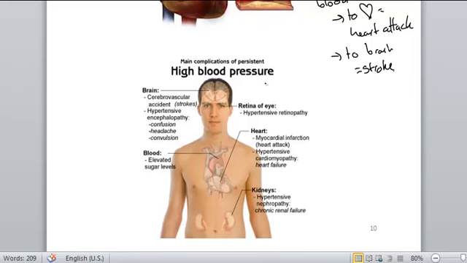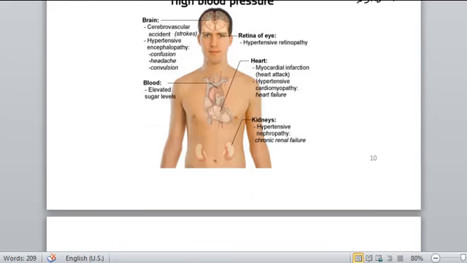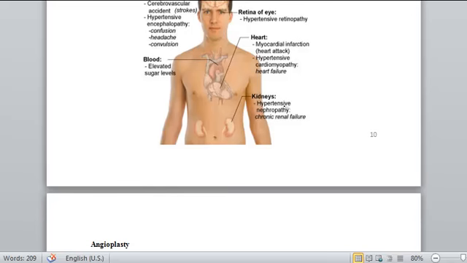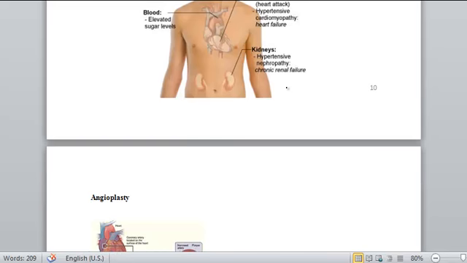So here are some complications associated with high blood pressure. High blood pressure is an indicator that something's going wrong in your cardiovascular system. And when it gets blocked, you can have what's called a cerebrovascular accident, or CVA, which is just a fancy word for a stroke. Okay? If you're just getting some lack of oxygen to the brain, you can suffer confusion, headaches, and convulsions. Okay? Of course, you can have a heart attack where the tissue of your heart is failing. You can get elevated blood sugar levels, and your kidney can actually fail to function because of improper blood pressure.